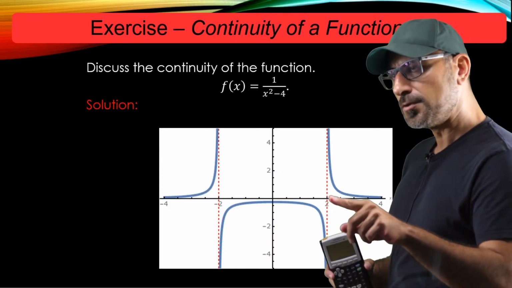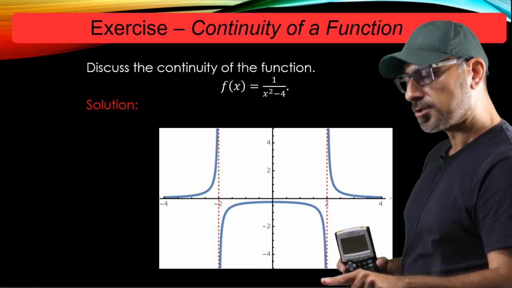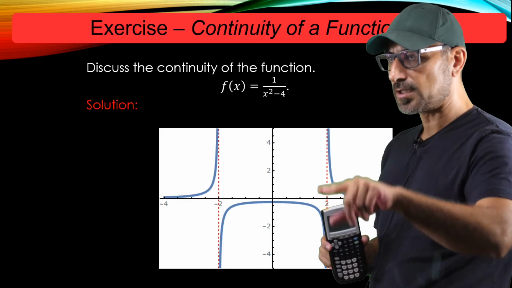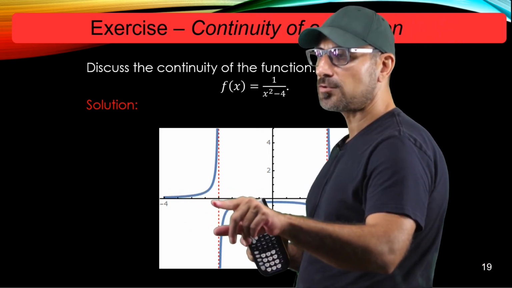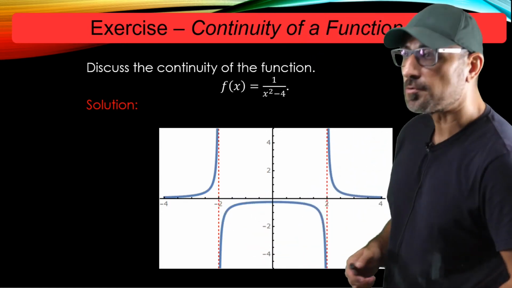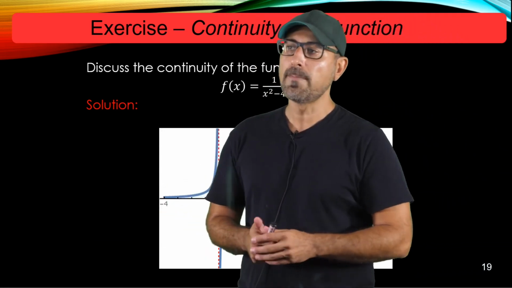On the right of 2, the function values approach infinity, and on the left of 2, the function values are approaching minus infinity. So 2 is a vertical asymptote, as you see, as well as minus 2, because on the left and right, the function values increase or decrease without a bound. In other words, they approach infinity or minus infinity.